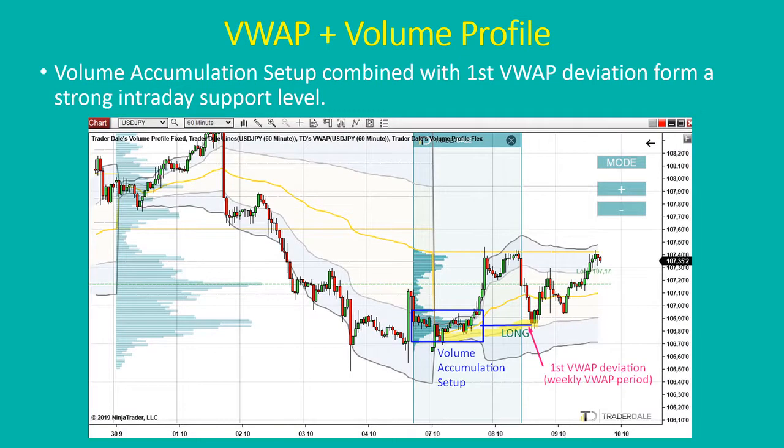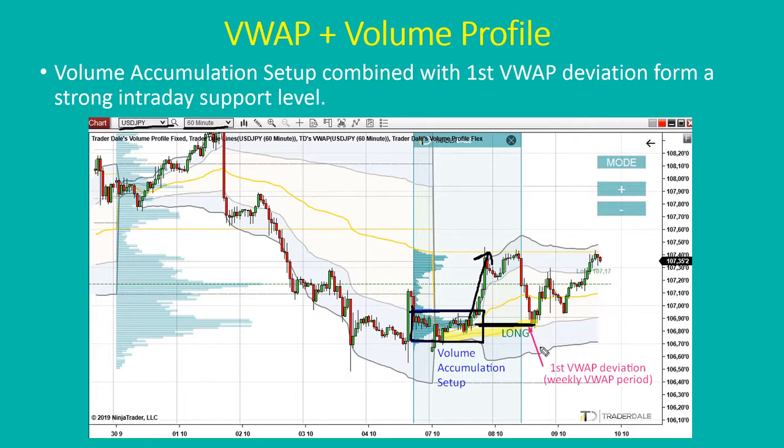Now, one more example. This is US dollar Japanese yen. It is a trade which I took with members of my course yesterday, and it was based on a volume accumulation setup. And in here, I used a 60-minute chart of US dollar Japanese yen. There was a volume accumulation setup, heavy volumes, followed by strong buying activity. The heaviest volumes were right there, so this was the level to go long from. And also, there was a strong confluence because there was a first deviation of weekly VWAP.